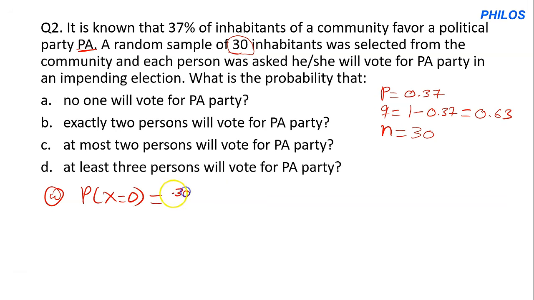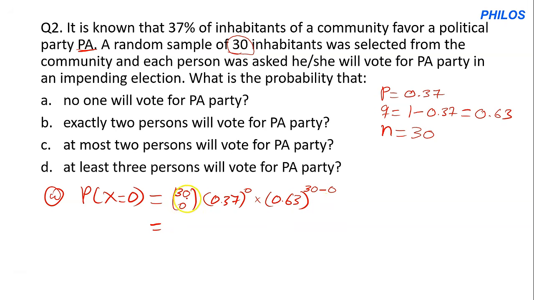So we say 30 combination X, which is 0. Then our P is 0.37, so we say 0.37 exponent X, which is 0, times our Q, which is 0.63 exponent 30 minus 0, that is n minus x. Okay, so let's simplify this. You can put this on your calculator directly.